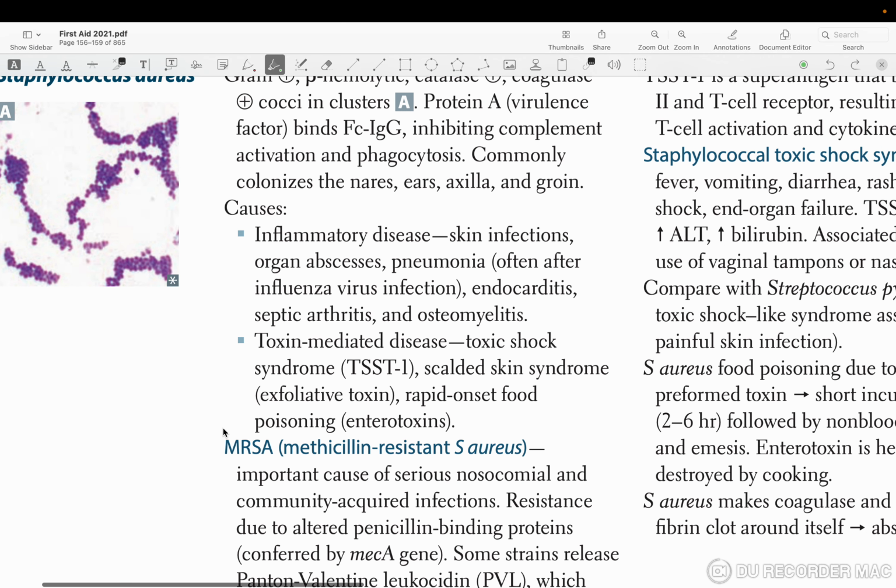First of all, it can cause inflammatory disease. So it can lead to inflammatory disease such as skin infection, organ abscesses, and pneumonia, often after influenza virus infection. So this is serious, guys.